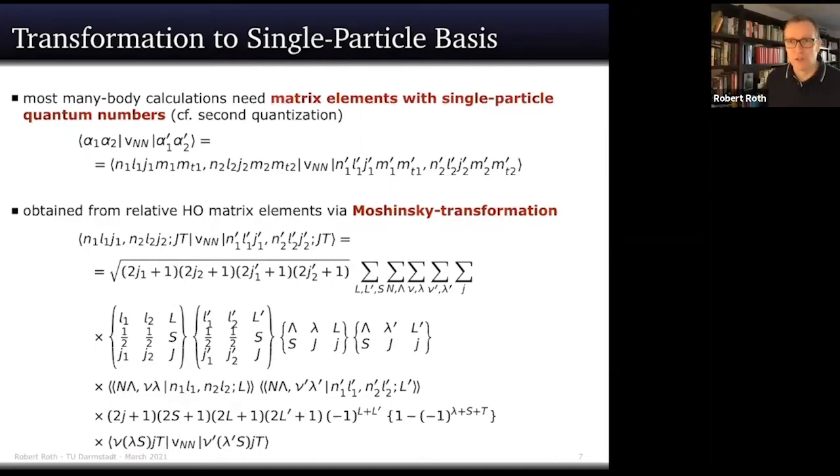We love our harmonic oscillator, and this is one of the reasons. You have these explicit closed forms for transformations between relative coordinates and single particle coordinates. And we need that for the computation of matrix elements.